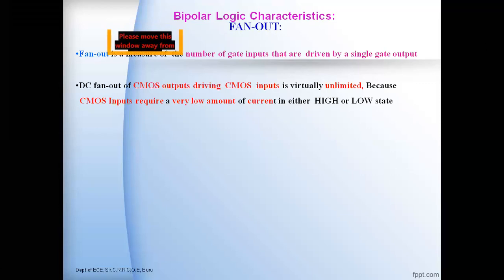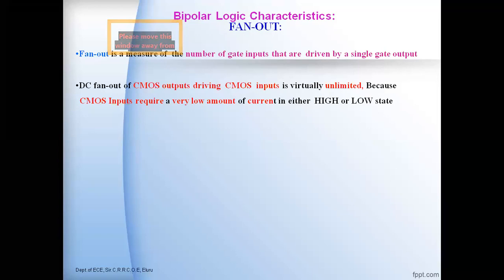So here the DC fan out of the CMOS outputs driving the CMOS inputs is virtually unlimited. You can see the fan out of a CMOS gate in terms of hundreds to thousands. A CMOS gate can drive hundreds of CMOS inputs, or a CMOS output can drive thousands of CMOS inputs. That's why I'm saying it is virtually unlimited, which means the DC fan out of a CMOS gate is very high. We will see an example in the upcoming slides.